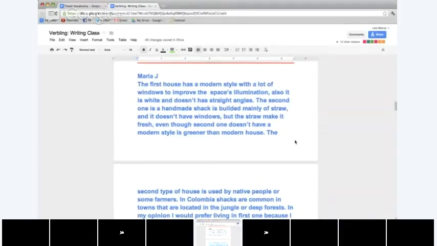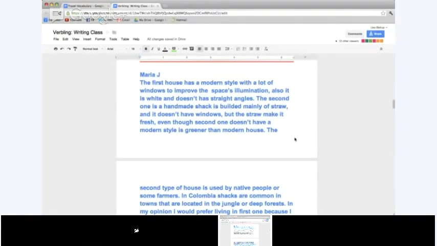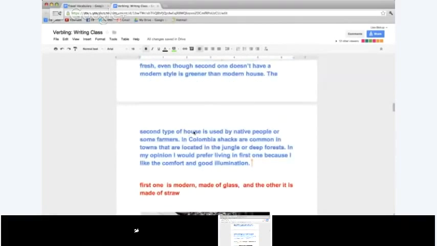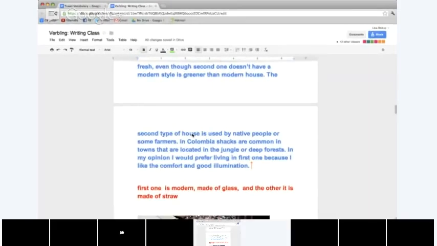The first house has a modern style with a lot of windows to improve the space's illumination. Also, it is white and doesn't have straight angles. The second one is a handmade shack. It's built mainly of straw, and it doesn't have windows, but the straw makes it fresh. Even though the second one doesn't have a modern style, it's greener than the modern house. The second type of house is used by native people or some farmers. In Colombia, shacks are common in towns that are located in the jungle or deep forest. In my opinion, I would prefer living in this one because I like the comfort and good illumination.